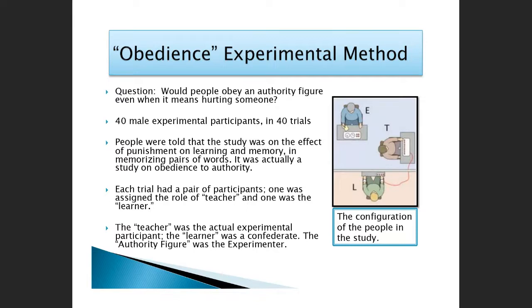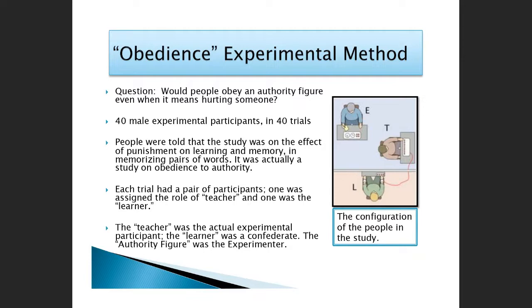So the gentleman would come in the room, the study participant, and he would meet the experimenter. And you see there in the graphic, the letter E, that is the experimenter. That would be basically Stanley Milgram or his assistant. And meet another person who was told, this is who you're partnering with in this learning study.